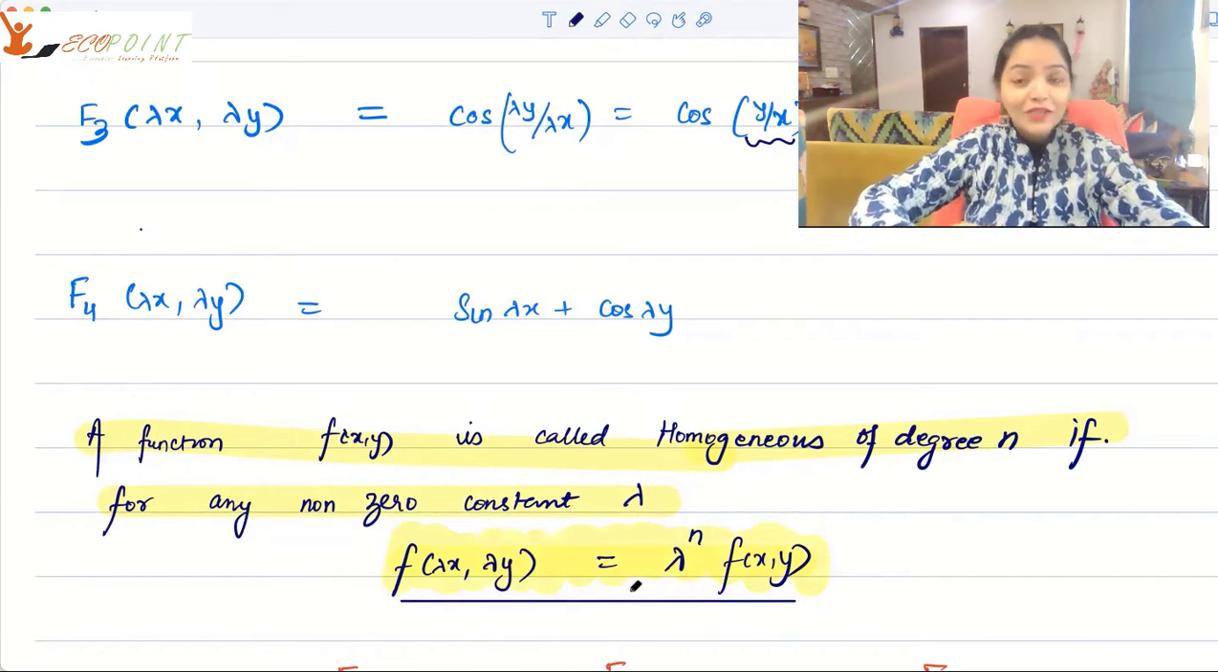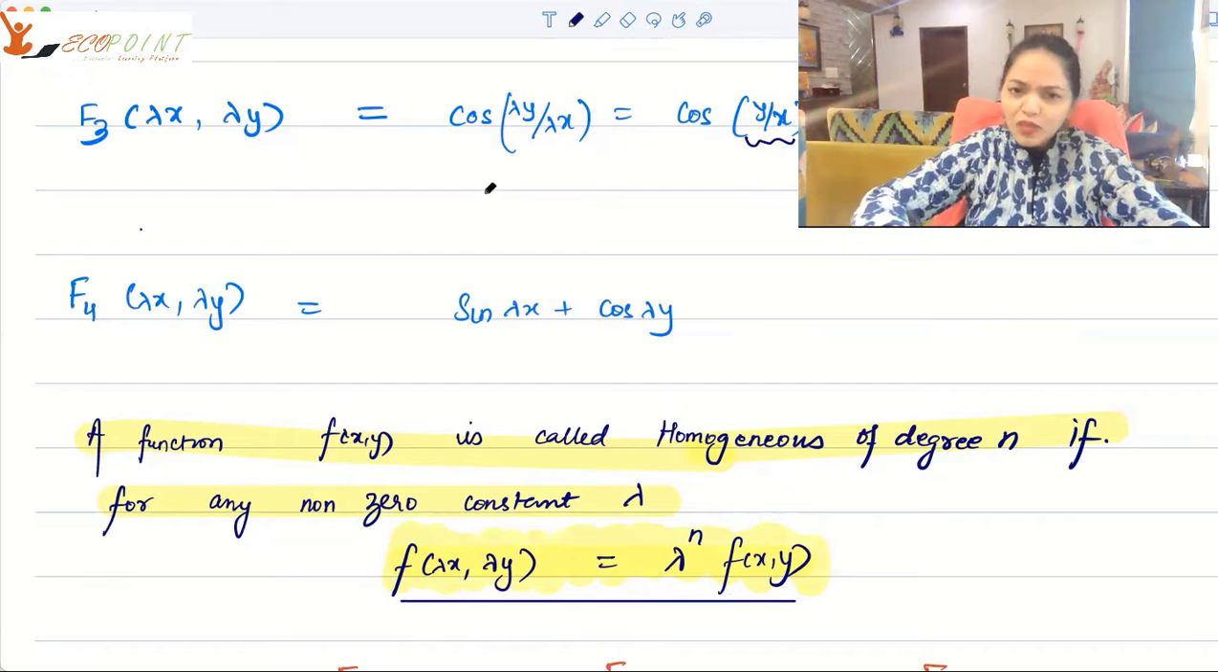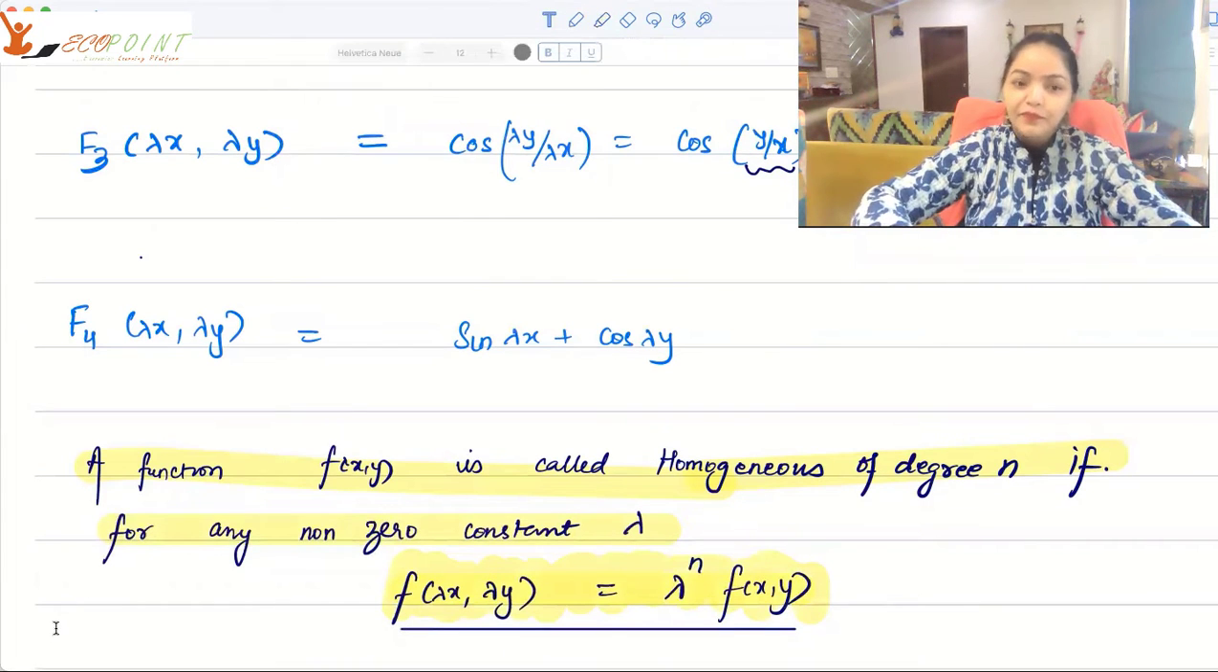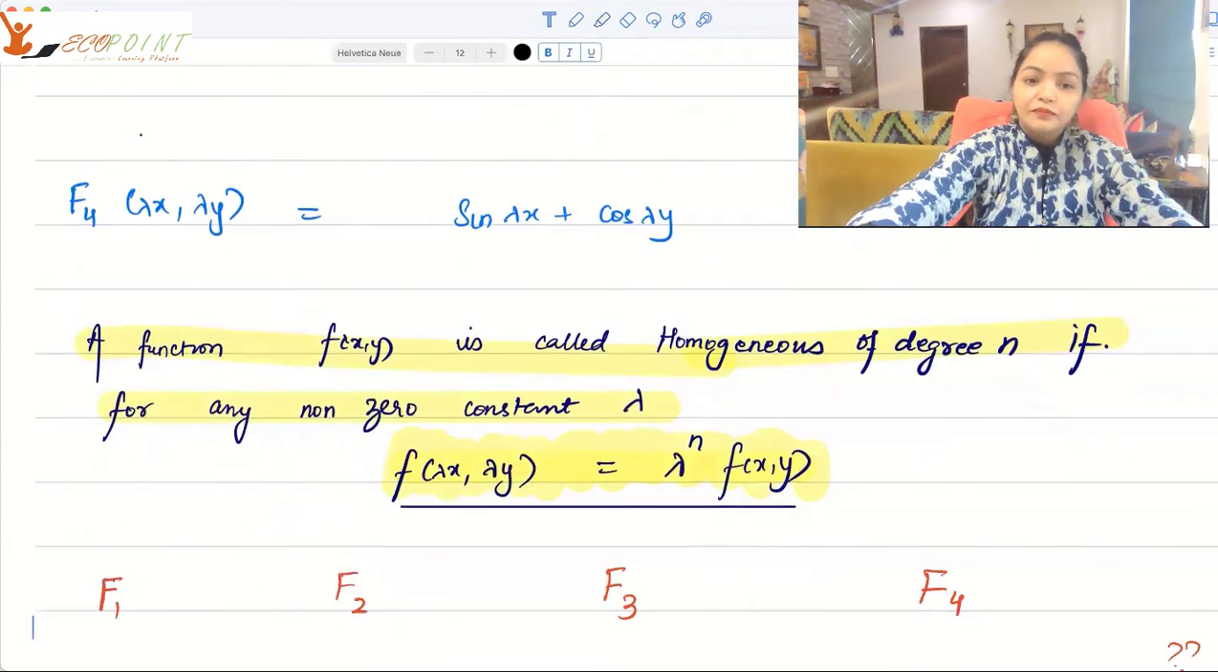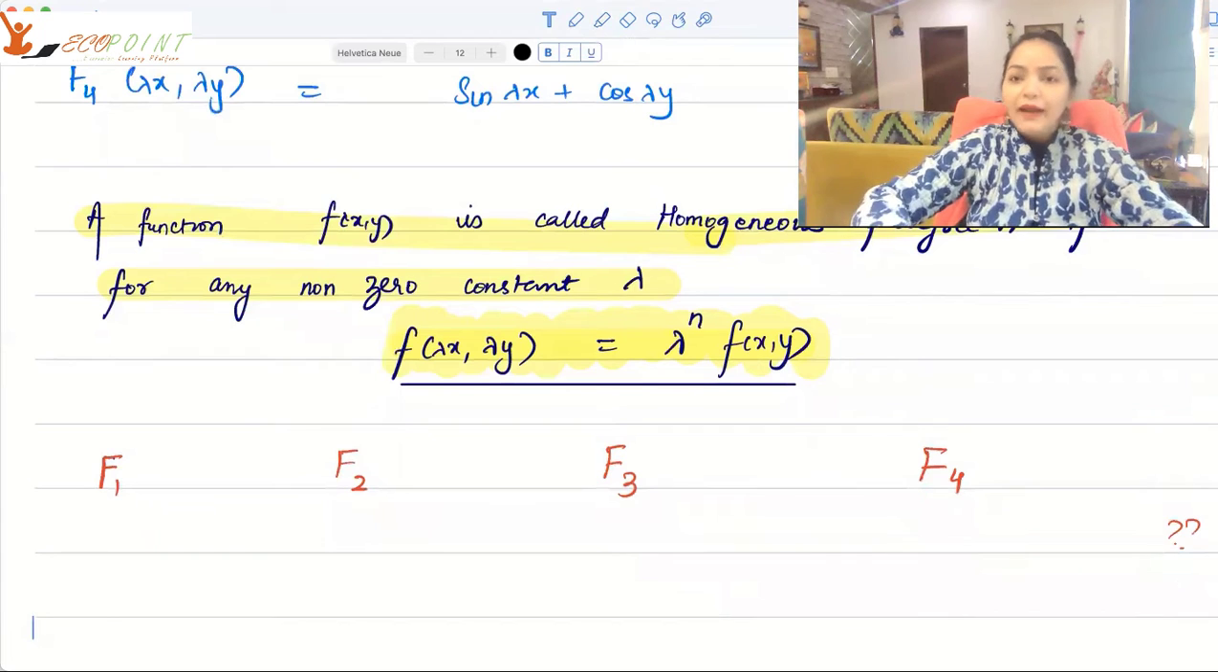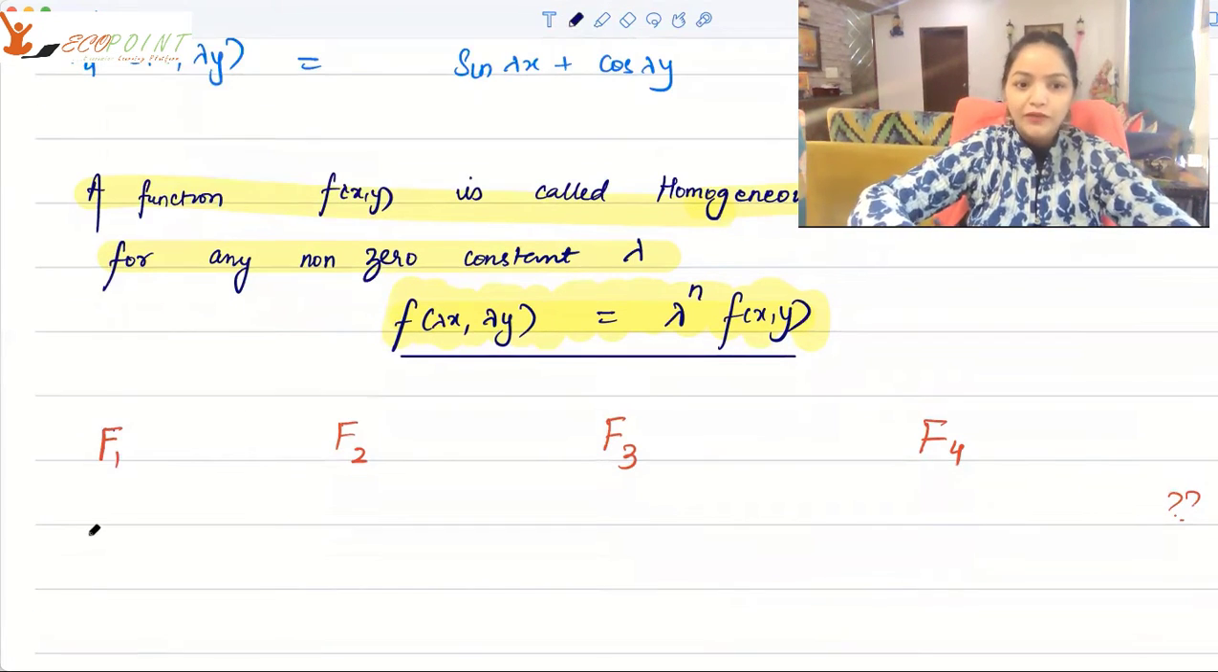Now, we are not here to talk about homogeneous functions. We are here to talk about homogeneous differential equations. So what is the concept of homogeneity in differential equations? Let's try to gather that. Now, by this concept of homogeneous functions, what do we know so far?